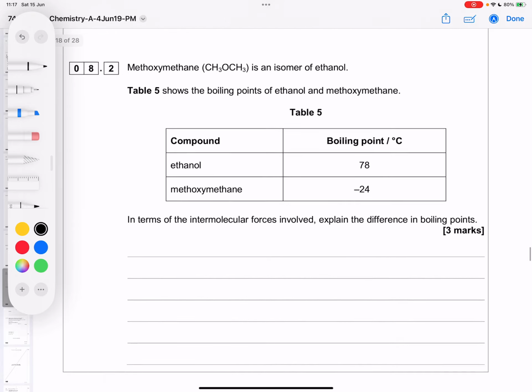Methoxymethane is an isomer of ethanol, so it has all the same atoms, same size, same Mr, same strength of van der Waals, but doesn't have an OH group. And notice now its boiling point is much, much lower than that of ethanol. Why is the boiling point different? So between ethanol molecules, there are hydrogen bonds.